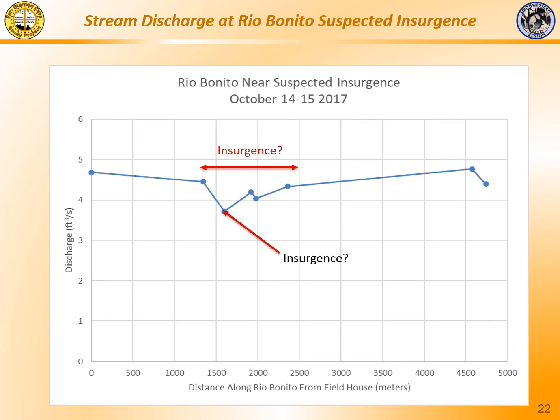And then on the next measurement, as I was working my way downstream, it seemed like the discharge decreased. And I thought, oh boy, maybe this is the insurgence. But on the very next measurement, the discharge started climbing back up, and by the time I'd walked down to Government Springs, most of the measurements were greater than 4 cubic feet per second, except for this one here.